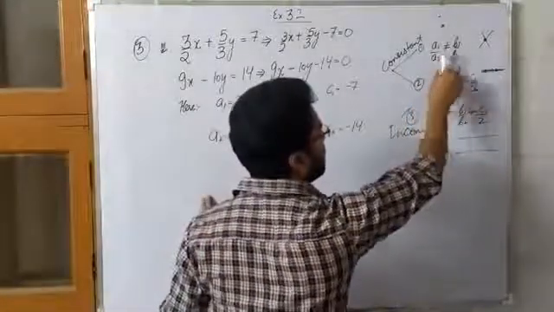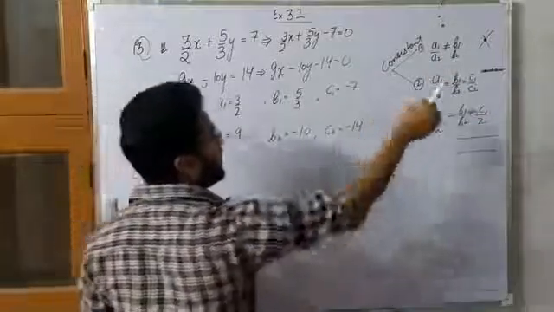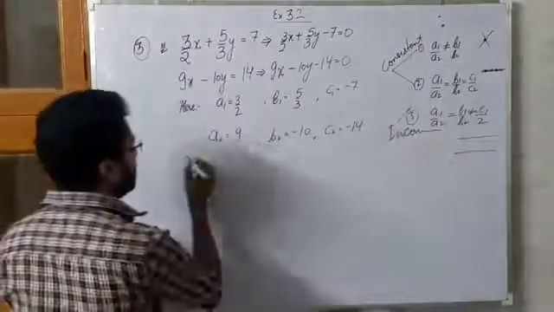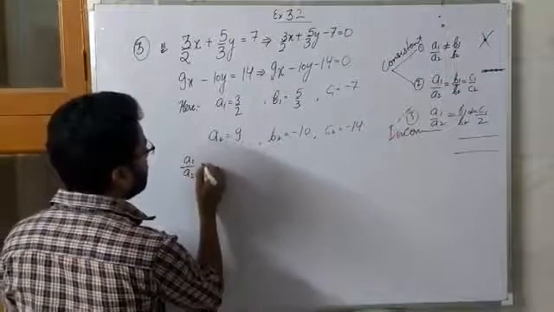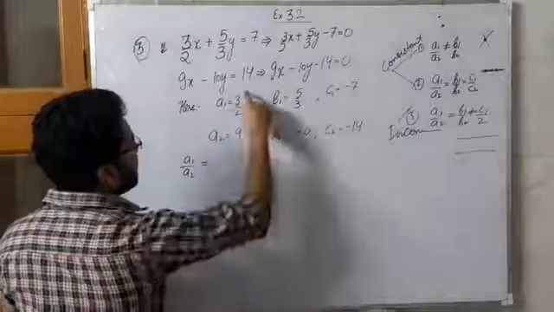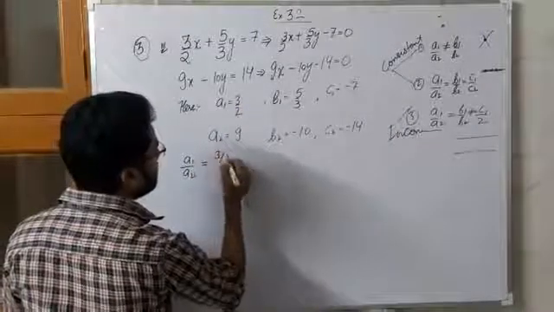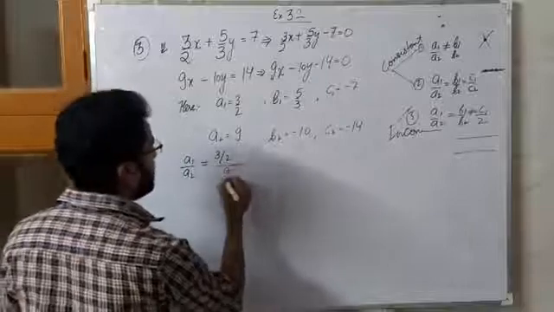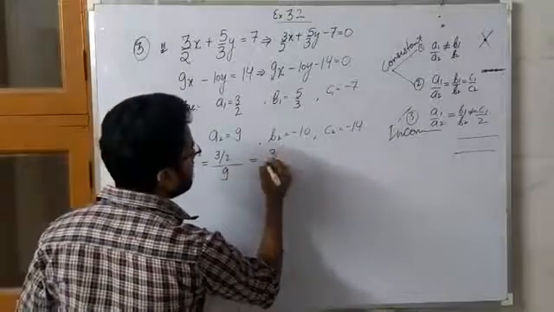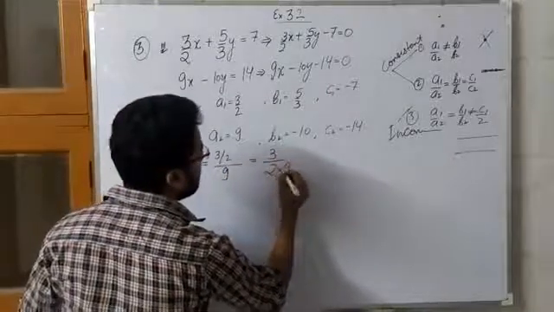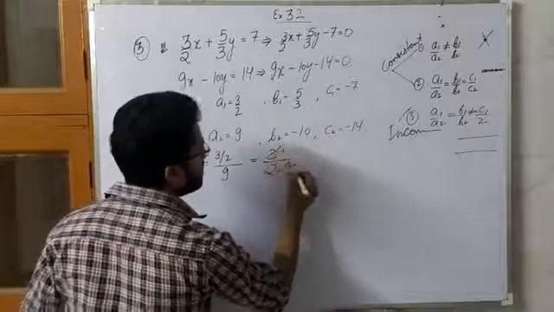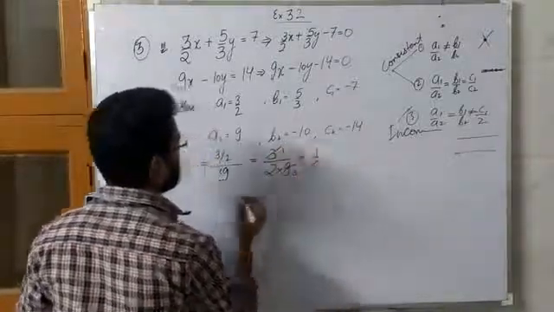For this we will find a1 upon a2 and b1 upon b2 and c1 upon c2. Now a1 upon a2, what will be the answer? a1 is 3 by 2 divided by 9, right? So how will we solve this? 3 by 2 into 1 by 9, right? 3 ones are 3 and 3 threes are 9. It will come 1 by 6.